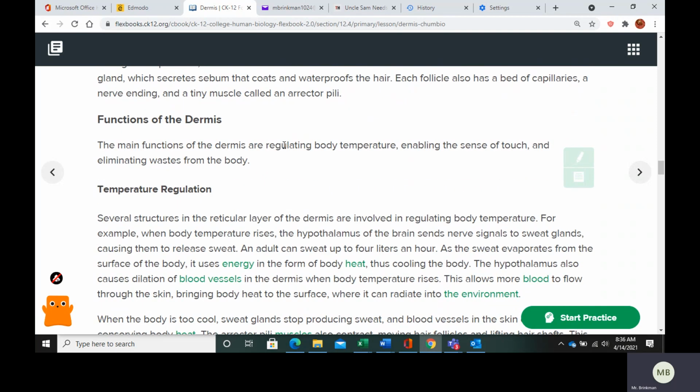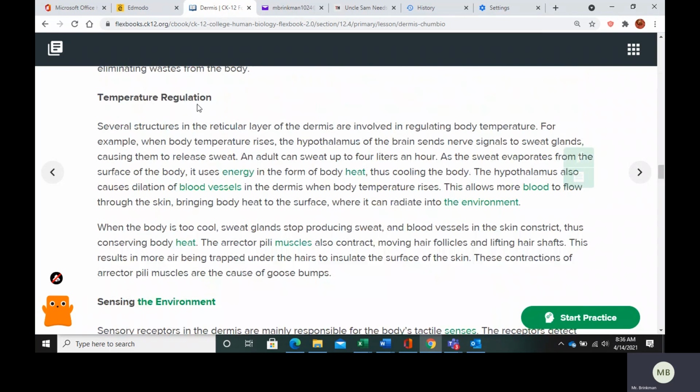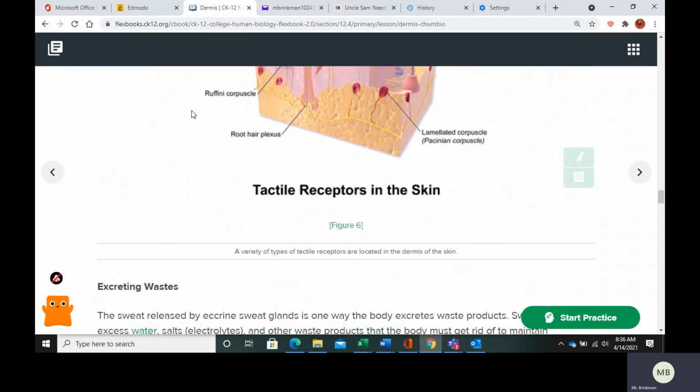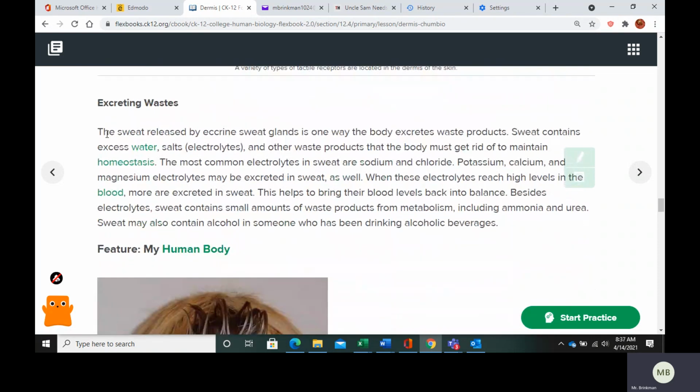And then the dermis has a few functions. So it regulates the body temperature by sweating and by the dilating of blood vessels. It senses the environment through sensory receptors, and it excretes wastes. So the sweat released by the eccrine sweat glands is going to get rid of the wastes. So hopefully that all makes sense.